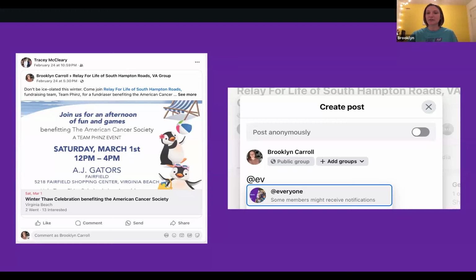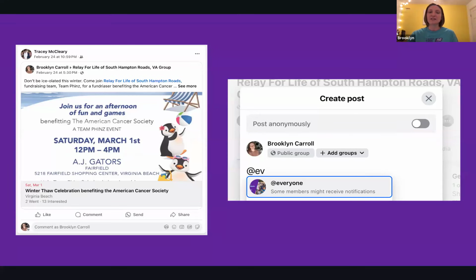If we had a private group, they wouldn't be able to see what the event actually is, so there would be no sense of Tracy even sharing it. So that's what's great about public groups, is that people outside of our group can actually see our content to get more people interested in what we're doing.